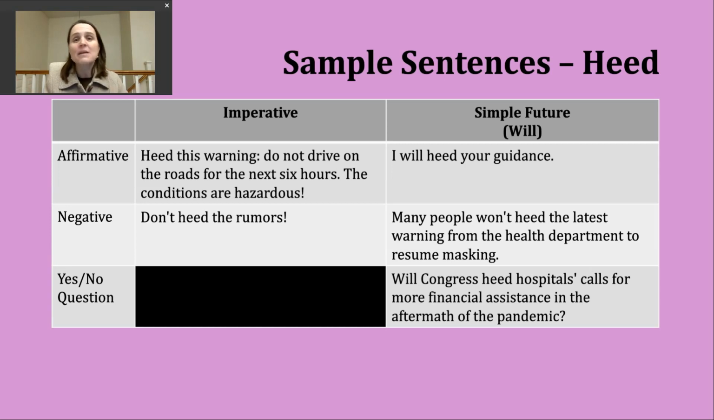So you might hear someone on the radio, someone on television say, they're really asking you to pay attention, follow this particular advice. Okay?